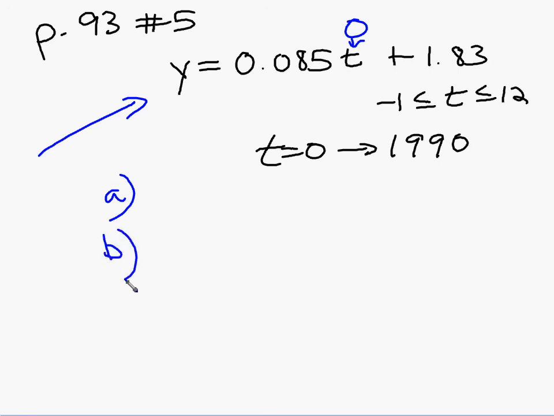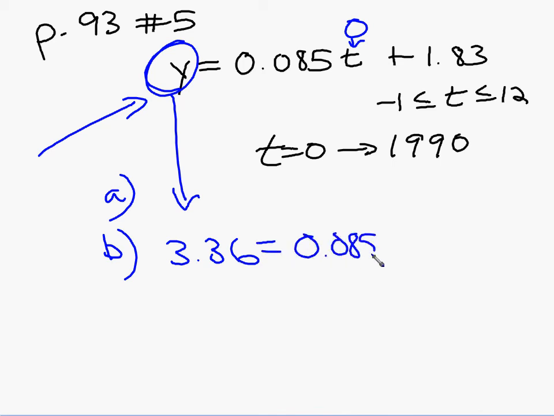Part B. Assuming that this linear pattern continues, find the year in which there will be 3.36 million female participants. Well, y is the number of participants. So what I want to do is replace y with a 3.36 and then solve it. So you'd solve that simple algebra equation.